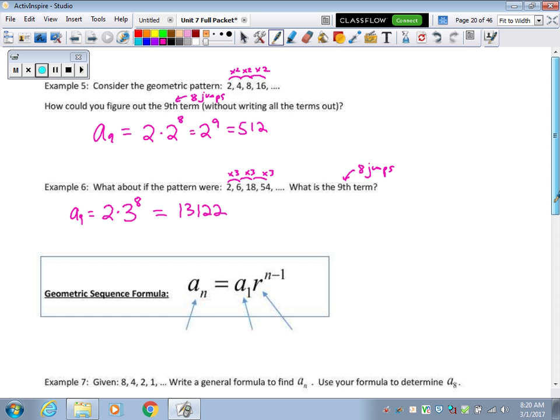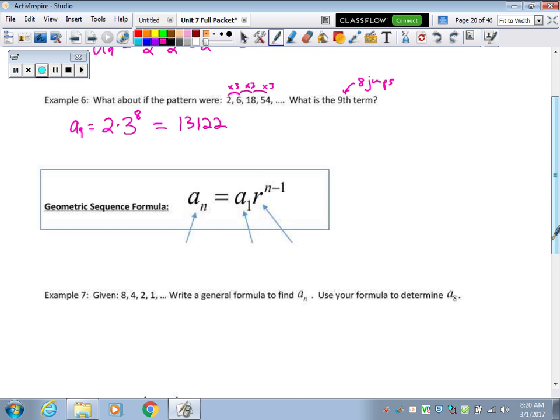So in general, here's the formula to find any term, sometimes called the nth term. You start on the first term, and you multiply by r, which is the common ratio, and you do it n minus 1 times, because n minus 1 times gives you the number of jumps. N is the position number, but to get there you need to make 1 less jump.